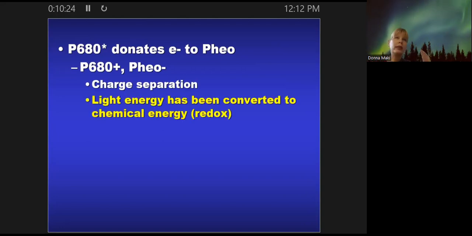And this is the point where you say, okay, this is the point where light energy has now been converted into chemical energy, into this charge separation, this redox reaction. So this is the first redox reaction.